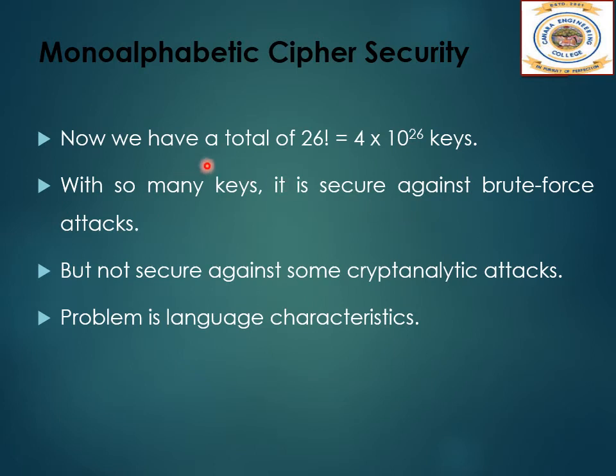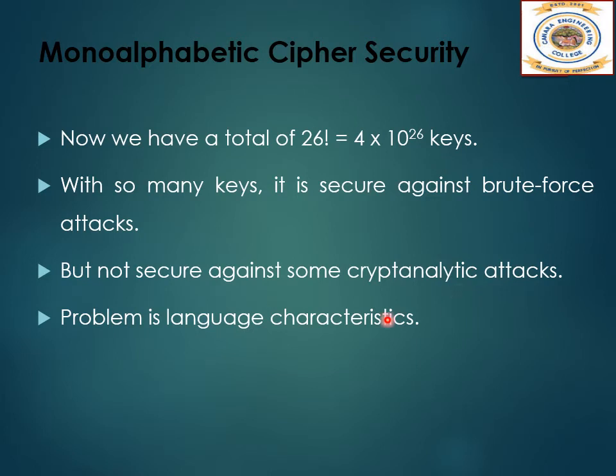So key size, I told you it is 26 factorial, or it is nothing but 4 into 10 to the power 26 keys. So that many possibilities are there. So brute force attack is going to be impossible, because in the Caesar cipher it is only 25 keys, so that is easily possible. Here 4 into 10 to the power 26 keys. Brute force attack is not possible, but cryptanalytic attack is possible.